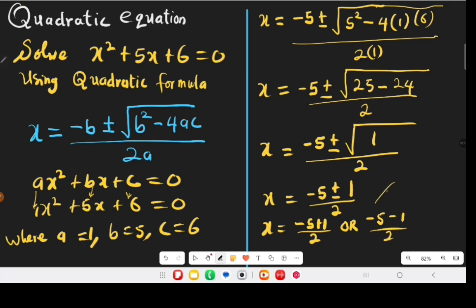And when we do that, minus 5 plus 1 will give us minus 4 all over 2, or minus 5 minus 1 will give us minus 6 all over 2. Over 2 we cancel 4, left with minus 2, or over 2 we cancel minus 6, which gives us minus 3. Therefore, x is equal to minus 2 or minus 3 as the answer.